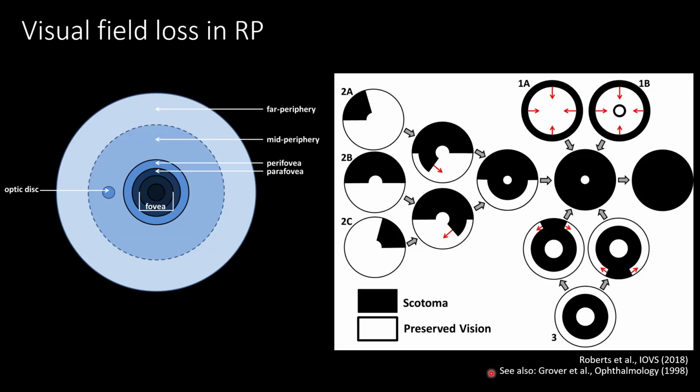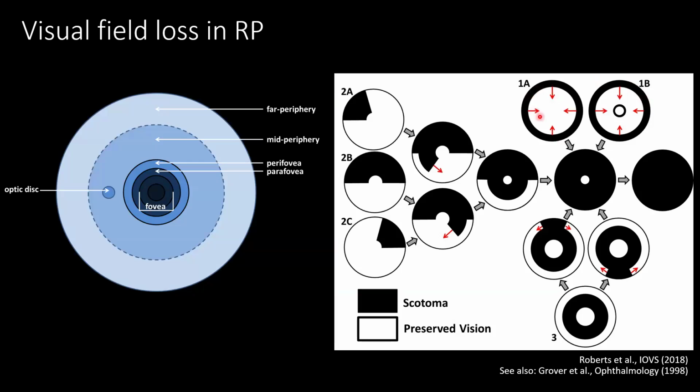So there's a paper back in 1998, Grove et al., where they used Goldmann visual field tests to look at the spatiotemporal patterns of visual field loss in patients with RP, and they characterized those into 3 groups and 6 subgroups. And then I've come up with this sort of cartoon diagram to summarize that. So here, the black regions are scotomas, blind spots, and the white regions are regions of preserved vision. And I'll relate this to the diagram on the left in terms of different regions of the retina. So the fovea, para and perifovea, mid-periphery and far periphery, going outwards with the optic disc in the mid-periphery. This is not to scale.